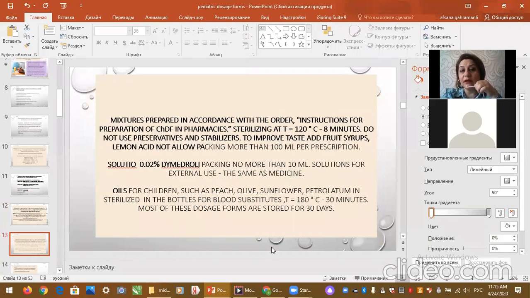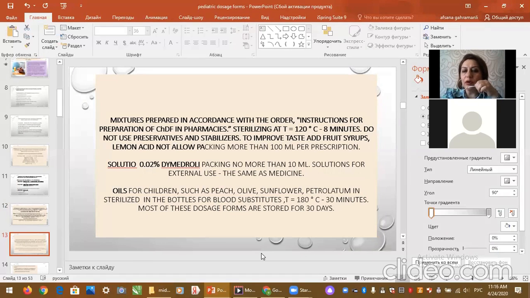Mixtures are prepared in accordance with the order, instructions for preparation of child dosage forms in pharmacies. Sterilizing at a temperature of 120 degrees Celsius for 8 minutes. Do not use preservatives and stabilizers. To improve taste, use fruit syrups, lemon acid. Do not allow packing more than 100 ml per prescription.